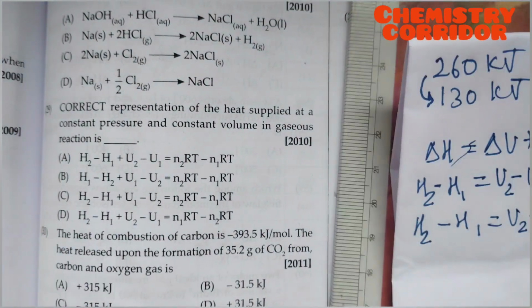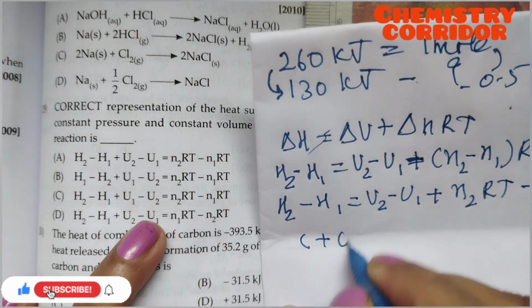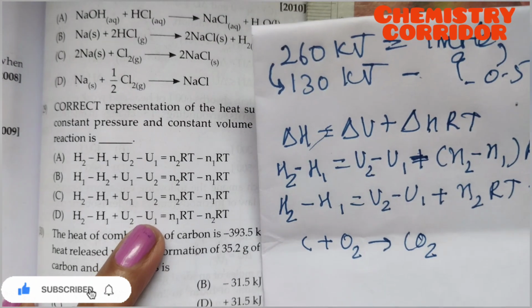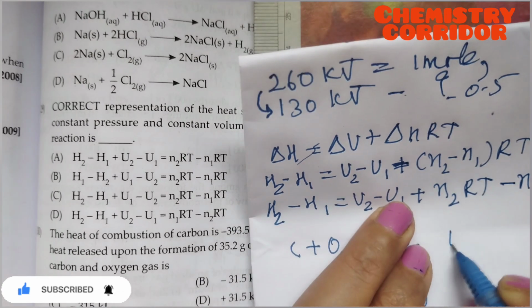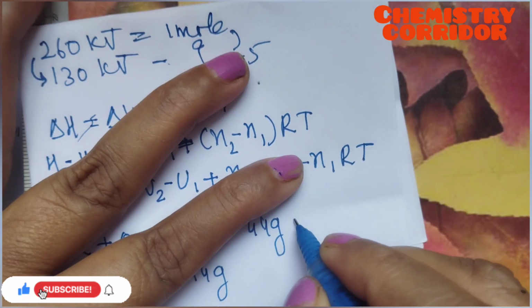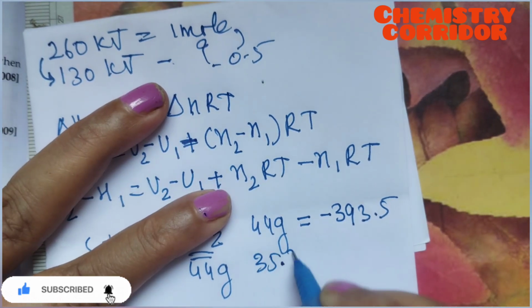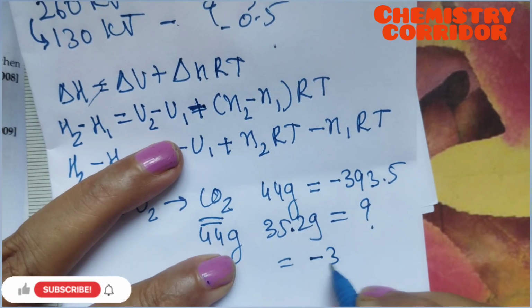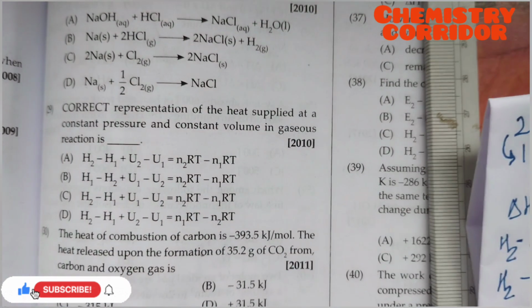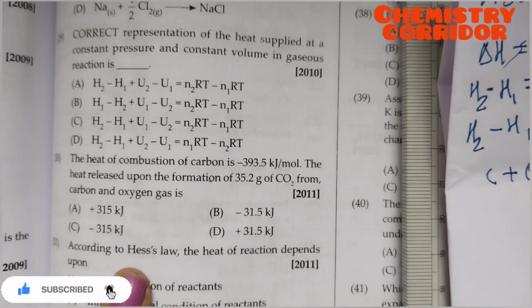The heat of combustion of carbon is this much. So let's write the reaction. Combustion means C plus O2 giving CO2. For this, how much carbon dioxide is formed? 44 gram is formed. So for 44 gram of carbon dioxide, the energy which is released is minus 393.5. Therefore, for 35.2 gram, it will be how much? Just cross multiply this, you will get the answer as minus 316.4. So the answer here is third option. I hope you have understood all the questions.